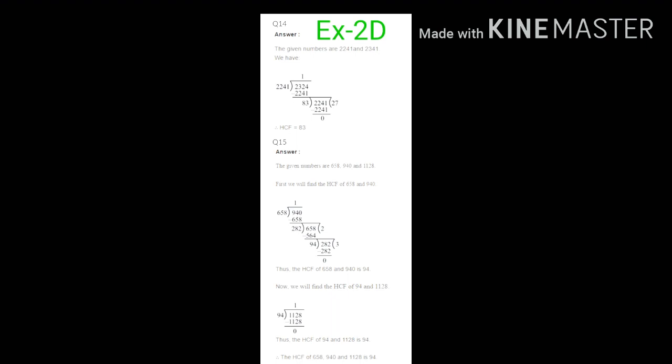The next question, question number 15. We have been given 3 numbers. How will we calculate the HCF? We will be selecting any 2 numbers. Here I have selected 940 and 658, and we are getting 94 as our HCF. Now we will be dividing the third number with this 94, and we will see that our remainder is 0. So the HCF of these 3 numbers is 94. I hope it is clear to you all.